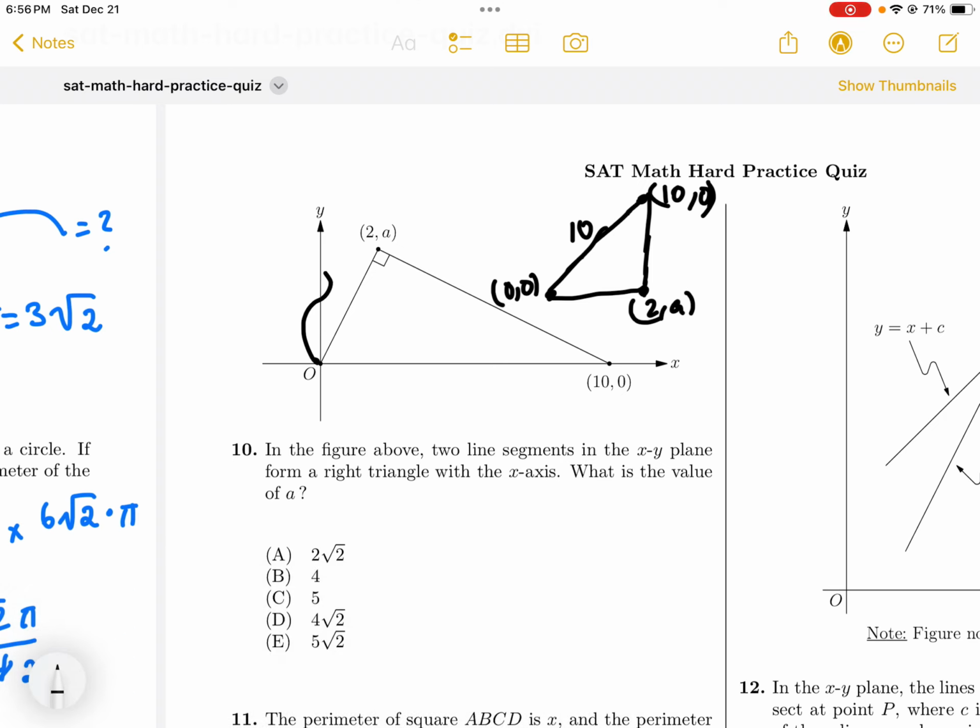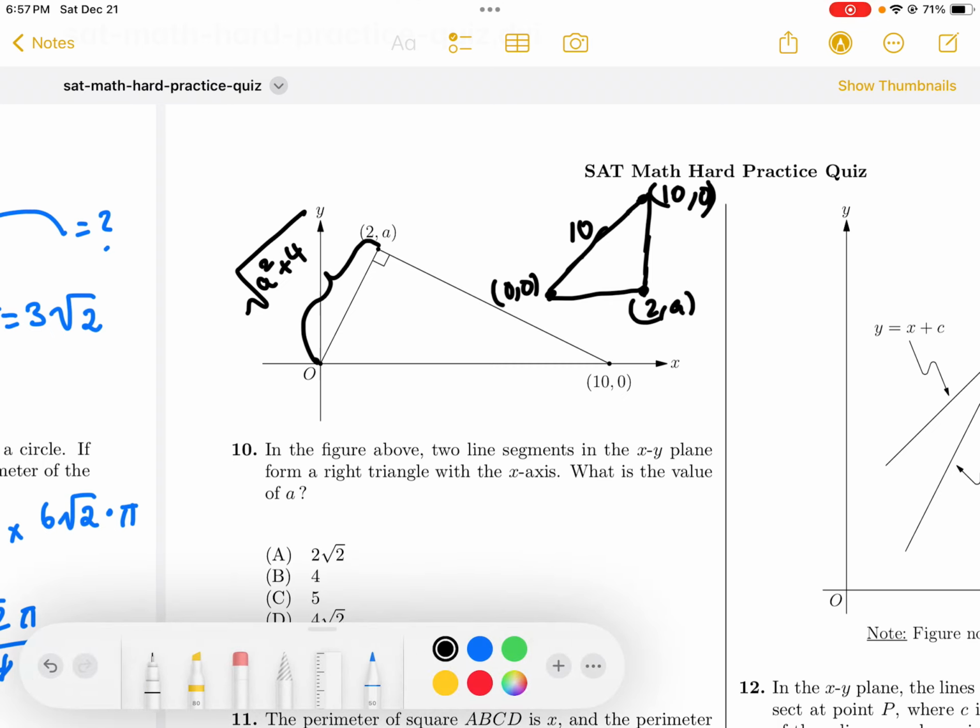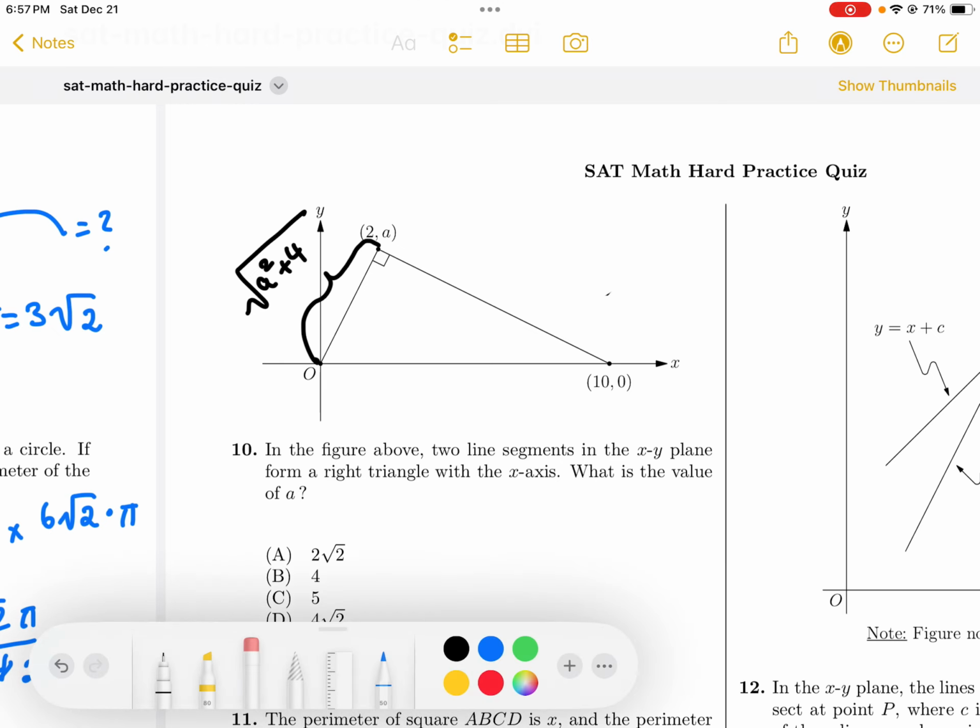Okay, so first let's find the length of this segment here. By the distance formula, this is just the square root of A squared plus 4. A minus 0 squared is just A squared, and then 2 minus 0 all squared is just 4. So that length is the square root of A squared plus 4. And then now we have this length here. Let me erase the shoddy diagram right here so I have more space to write.